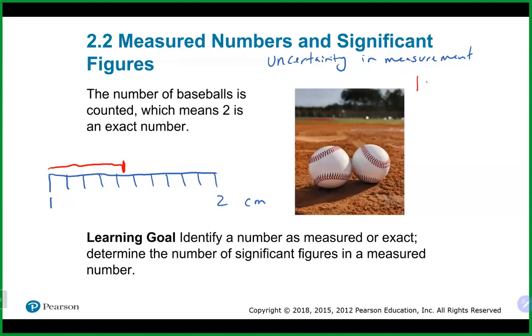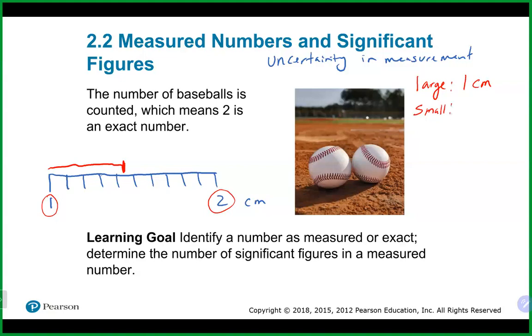So the large markings in this case usually will have numbers associated with it. So in this case, we have a large marking at 1 centimeter. We have a large marking at 2 centimeters. So between each of the large markings, that represents a length of 1 centimeter, right? The other important thing to figure out is what do the smaller markings represent?